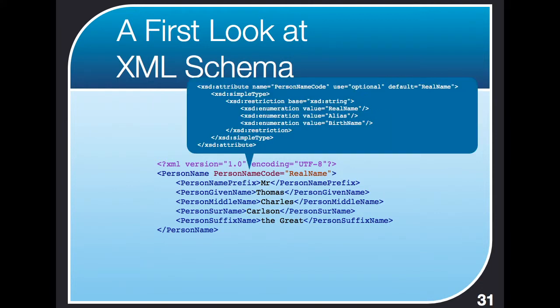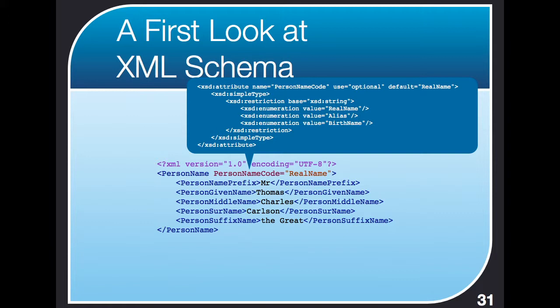So how do we know what the attribute looks like? Well, we just look at that part in the schema. And there's a whole section defining this attribute. And you see it there highlighted now, the name, person name code, so it's the name of the attribute. Whether or not it's optional, in this case we're making the use optional. Does it have a default value? Yeah, it's got a default value of real name, so if we left it out, which we can do because it's optional, it would still take the value real name.